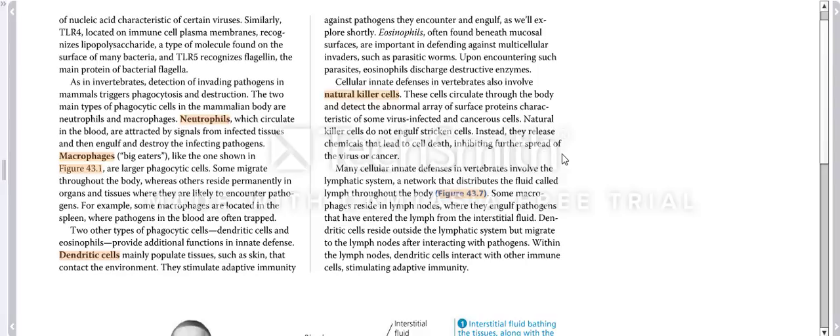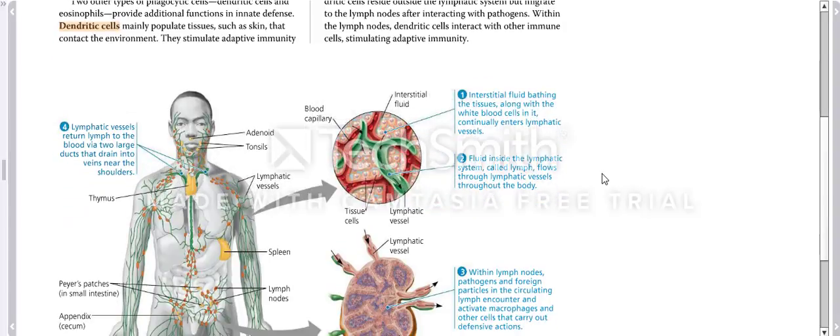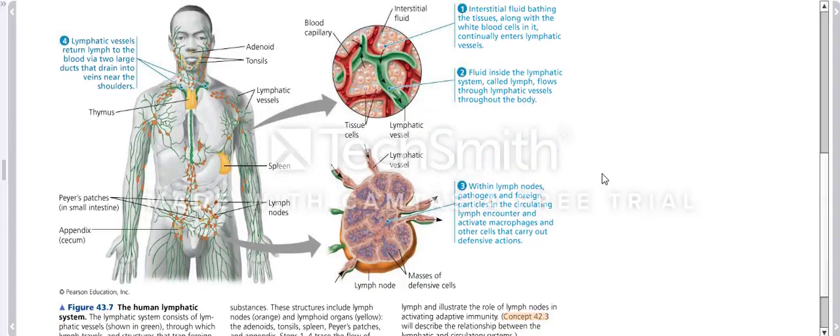So to introduce a new concept, lots of the cellular innate defenses in vertebrates involve the lymphatic system. The lymphatic system is simply a network that distributes a colorless fluid called lymph throughout the body. Lymph is mostly made up of water and white blood cells, but lymph nodes, which are organ-like lobes throughout the body that contain the lymph fluid, are where some of the macrophages stay. Dendritic cells do not reside within the lymphatic system, but they migrate to lymph nodes after their interaction with pathogens. After arrival at the lymph nodes, dendritic cells interact with other cells to stimulate adaptive immunity.